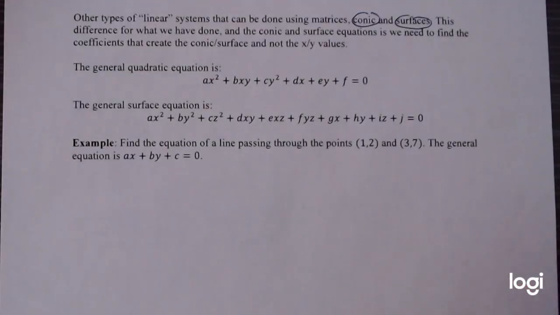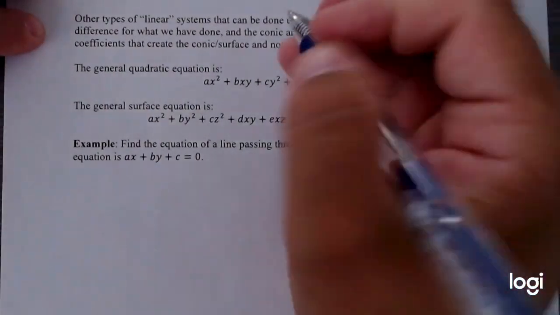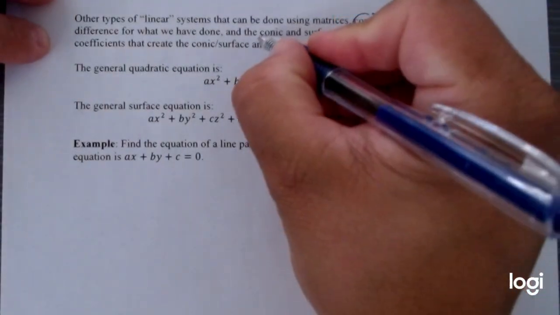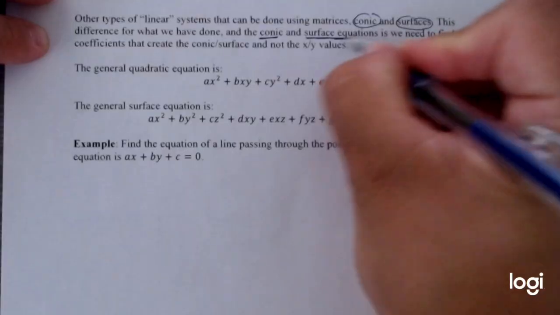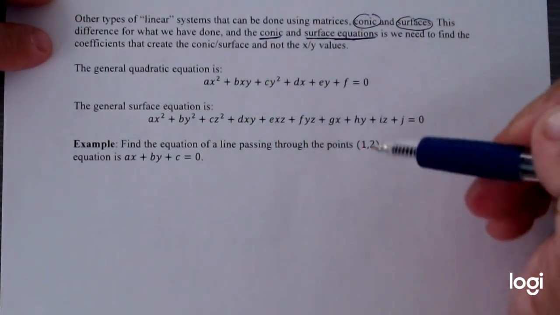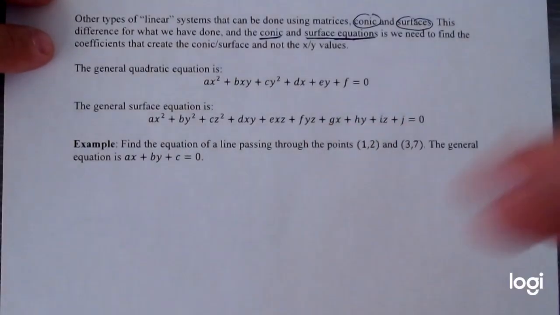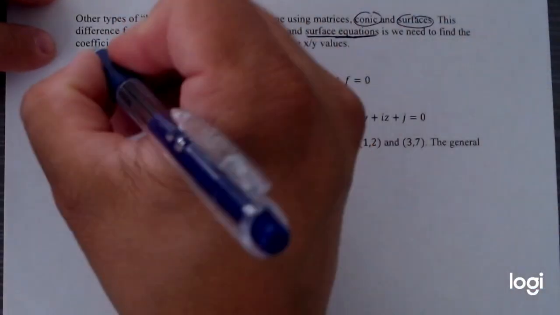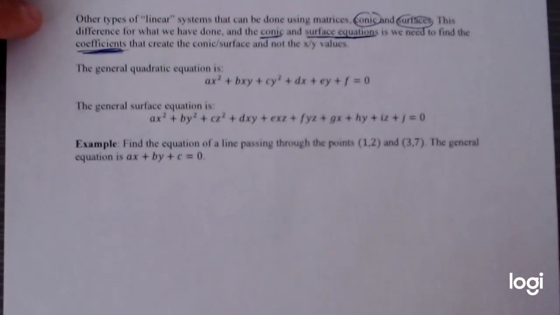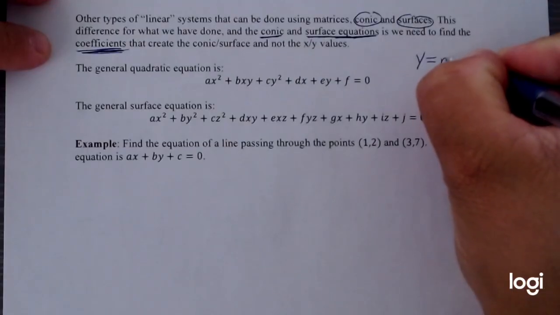So the question now becomes, how can conic and surface equations be linear? It doesn't make sense. We have x squareds, y squareds, even cubes when it comes to surfaces. Well, we get around that by saying the coefficients are what make it linear. That's the key thing.